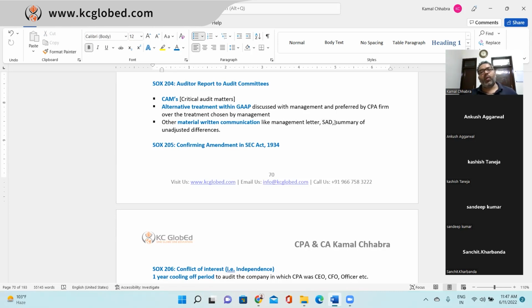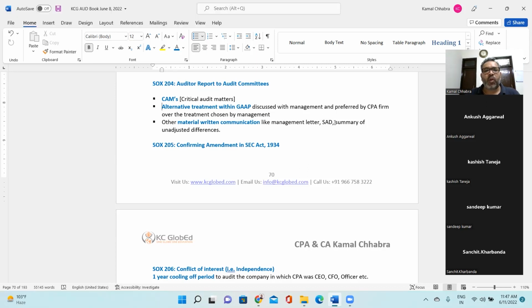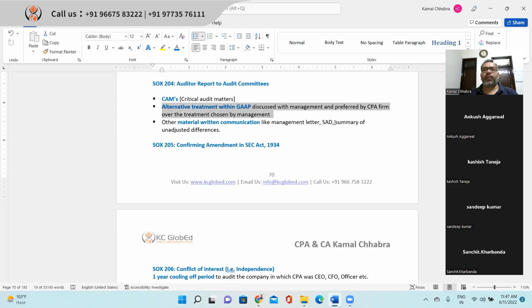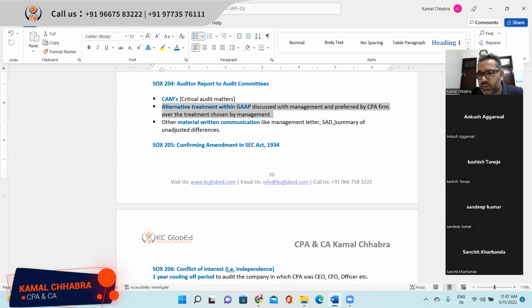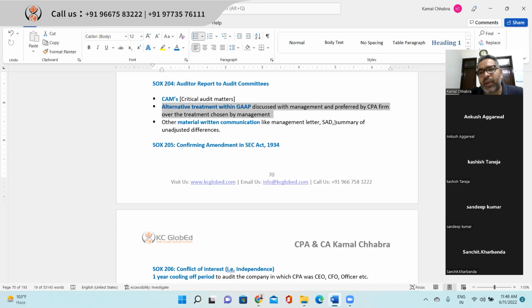So second point, alternative treatment within GAAP discussed with the management and preferred by the CPA firm over the treatment chosen by the management. For example, for inventory under US GAAP, the weighted average method is allowed, FIFO is allowed, and LIFO is also allowed. Let's say the company has chosen LIFO, but you recommend that FIFO is a better presentation of the financial statements and inventory valuation. In that scenario, the company has chosen a method allowed per GAAP, but you have a different view.